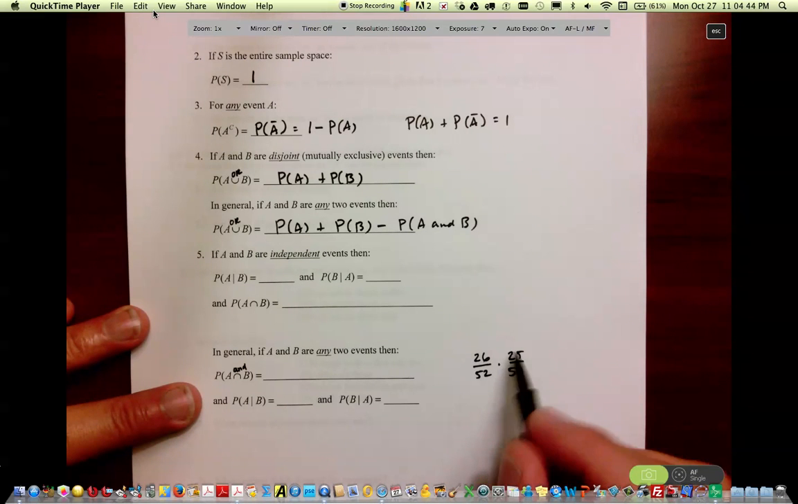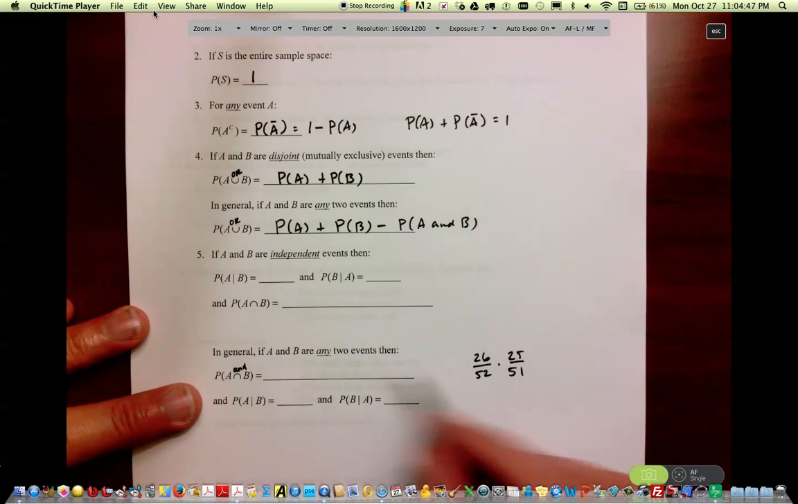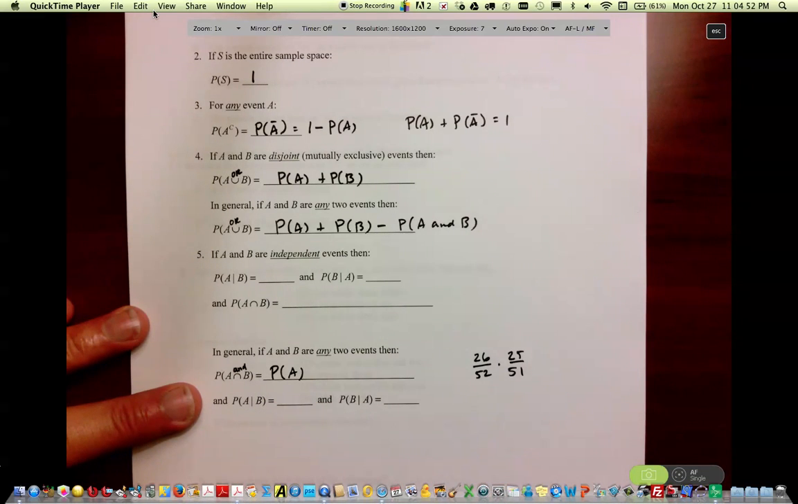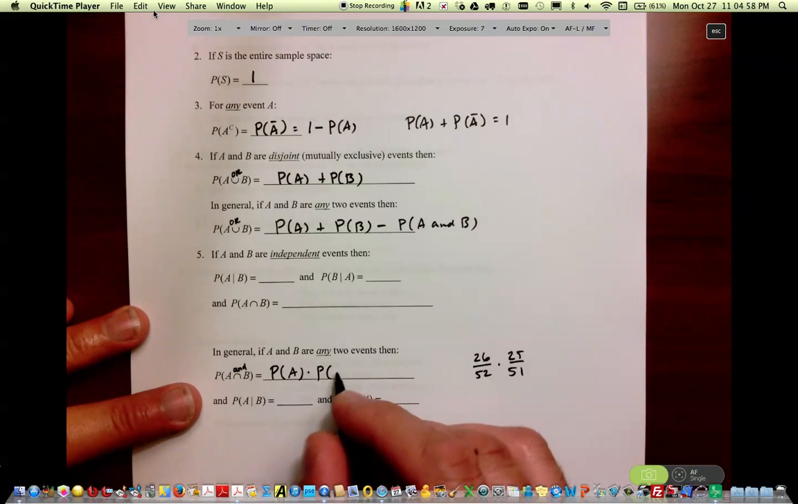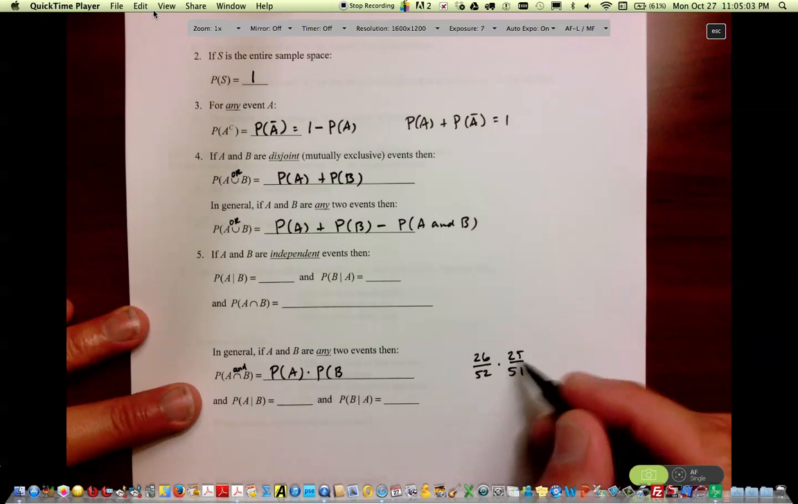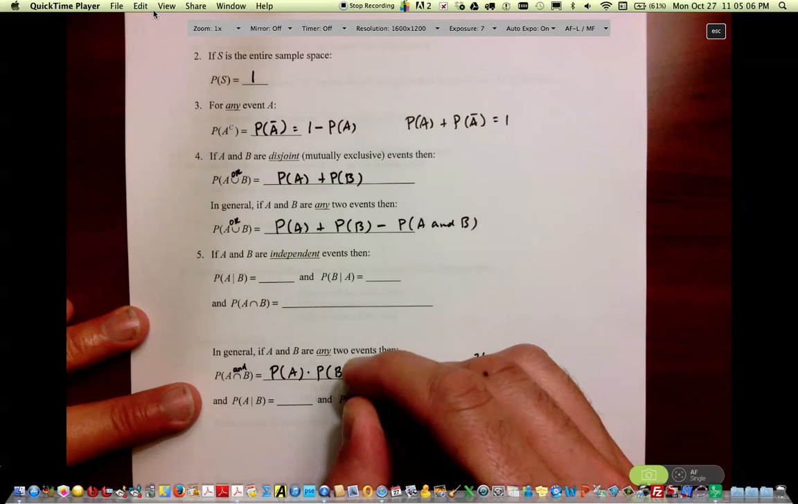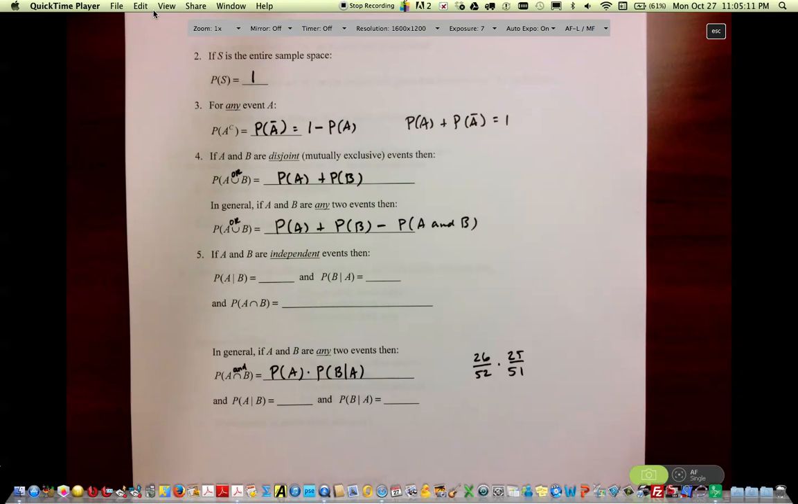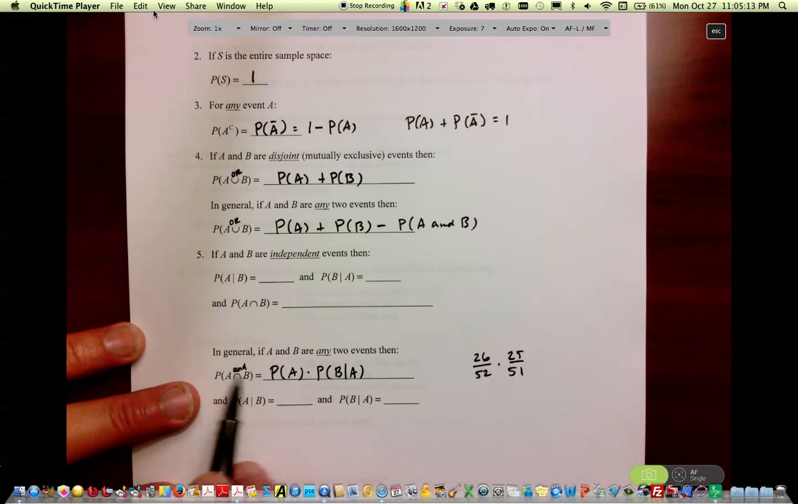If you think about what these represent in terms of probabilities, the probability of 26 out of 52 is the probability of getting a red card. And then the probability that we're going to get a second red card, we'll call that event B. And that's 25 out of 51 because A has already occurred, and we're going to write this as the probability of B given that A has already occurred. So the probability of two things happening is going to be the probability the first thing happens times the probability that the second thing happens given that the first has already occurred.